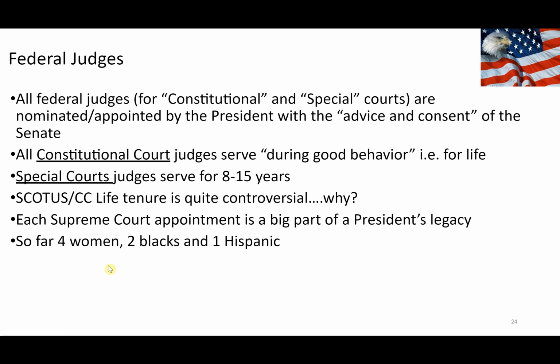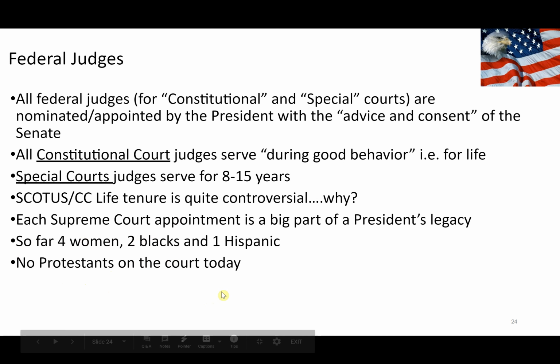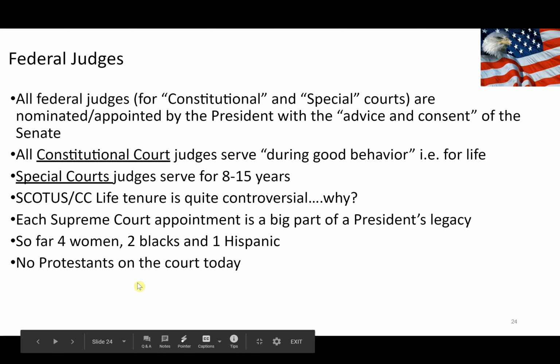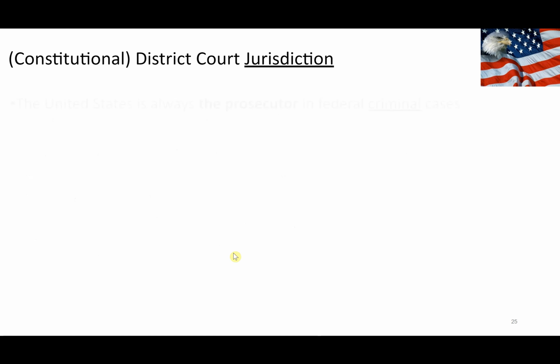So far, there have been four women, 2 blacks, and 1 Hispanic. So, not exactly the most diverse. But on the bright side, there are no Protestants on the court today. So it's becoming a lot less WASPy, as there are right now 5 Catholics and 4 Jews. So religiously, it's becoming more diverse, but in terms of gender and ethnicity, not so much.